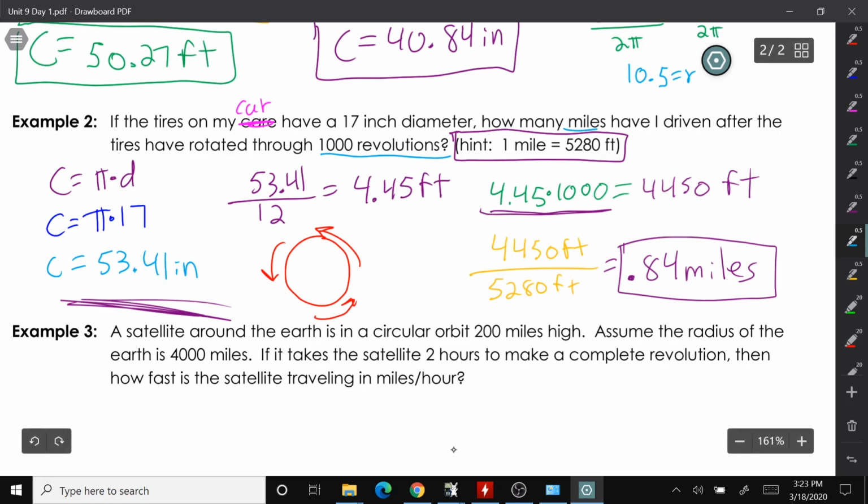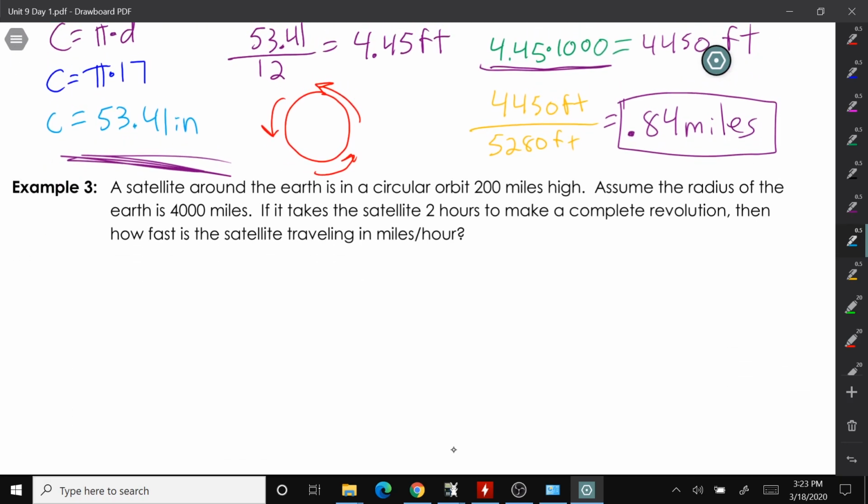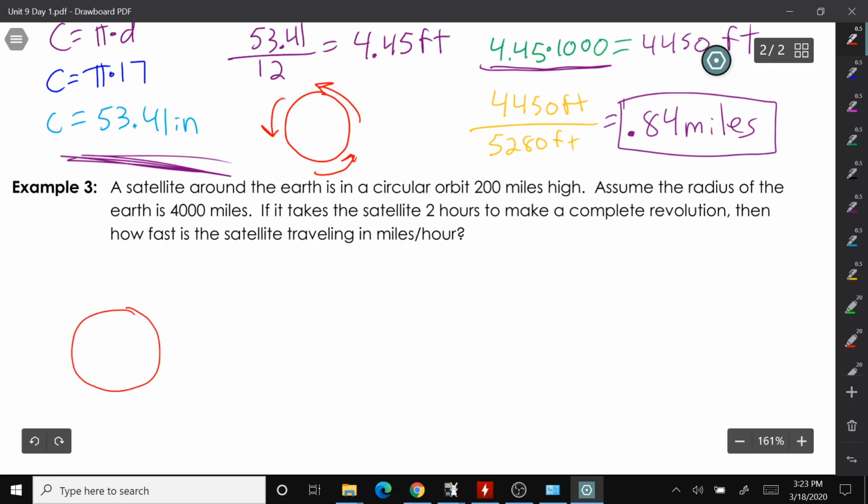All right, now let's look at the last example. It says a satellite around the Earth is in a circular orbit 200 miles high. Assume the radius of the Earth is 4,000 miles. If it takes the satellite 2 hours to make a complete revolution, then how fast is the satellite traveling in miles per hour? So what we have is the Earth here with the radius of 4,000 miles, and then above the Earth, 200 miles, we have the satellite orbiting.